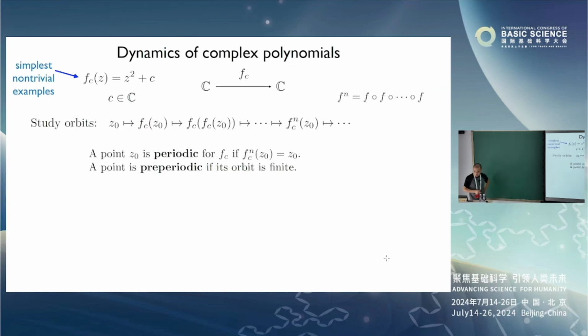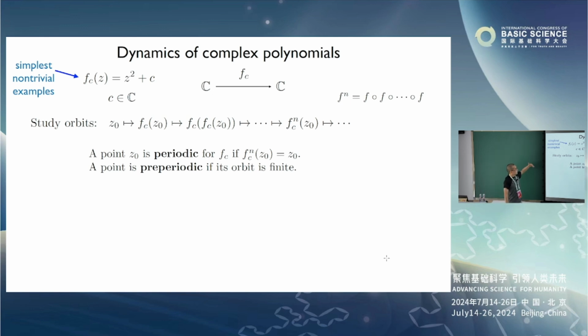Let's introduce some very simple dynamics: the quadratic polynomial. For each c, you have a dynamics from C to C. It's a polynomial, so it looks very easy, but the dynamics of this one is really not very easy. So let's see.